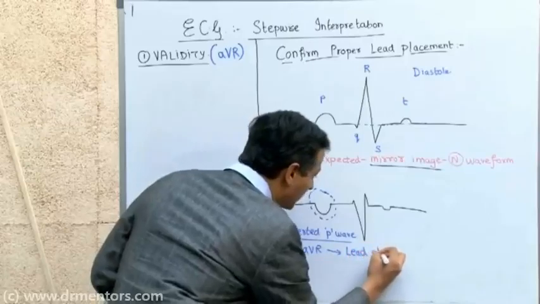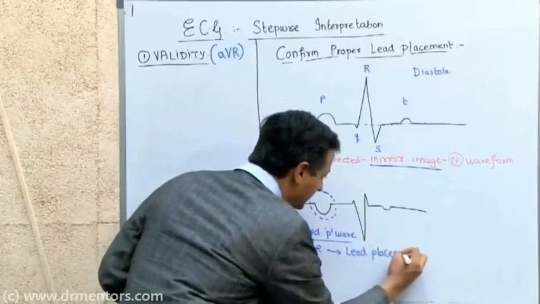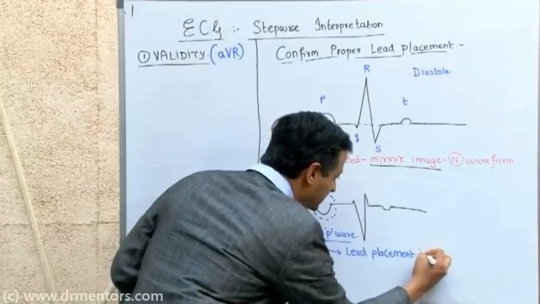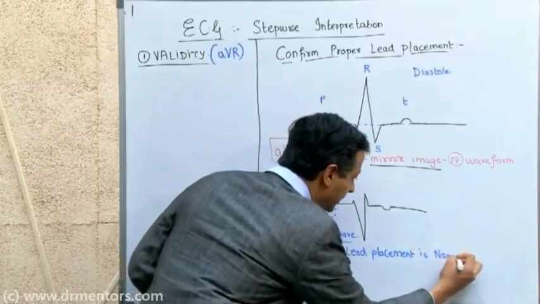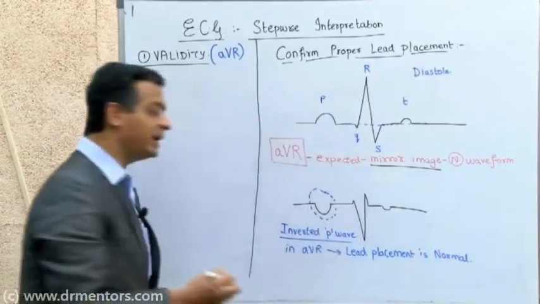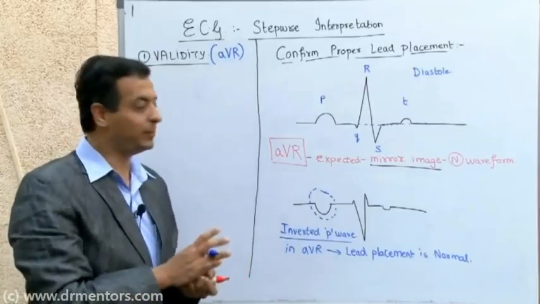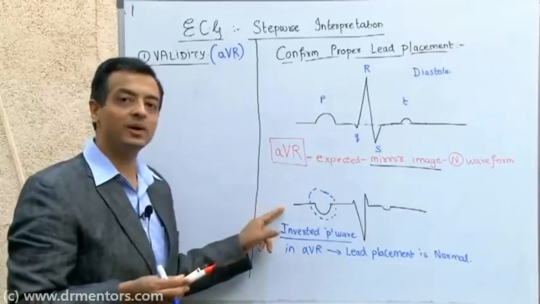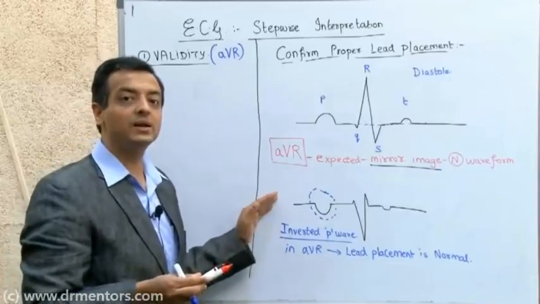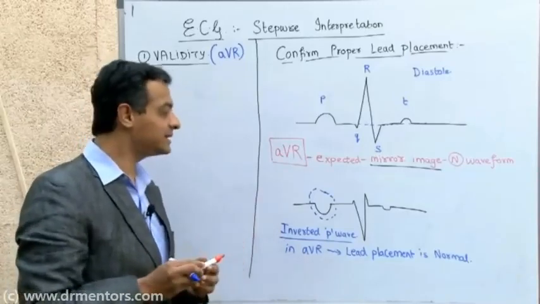This is how you are going to read the ECG. Lead placement is considered normal. It is very uncommon where there is retrograde conduction of the P wave to cause this abnormality. It is uncommon. What is the exception?